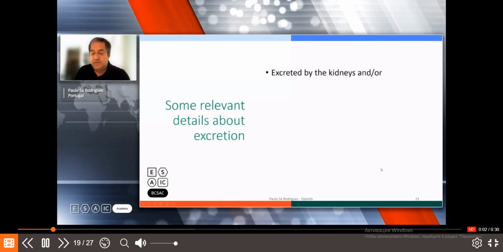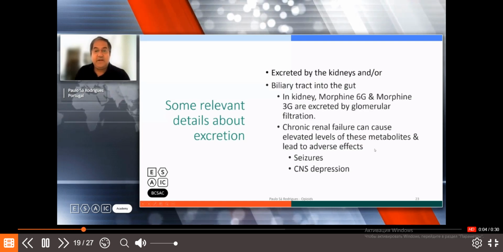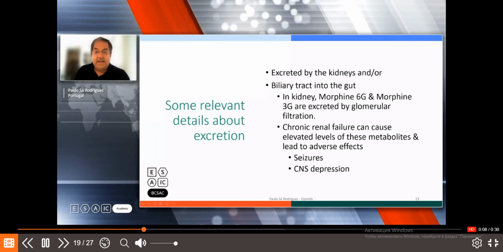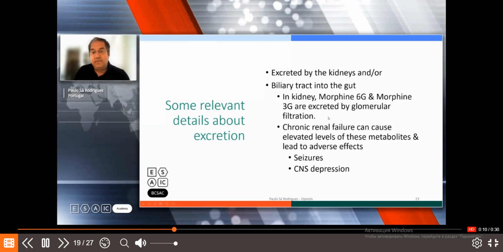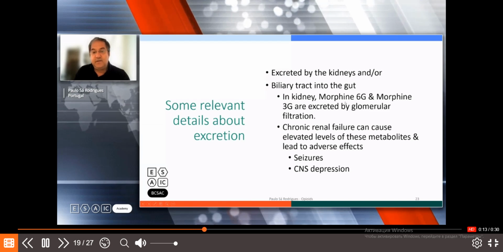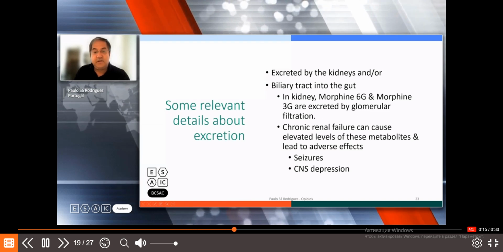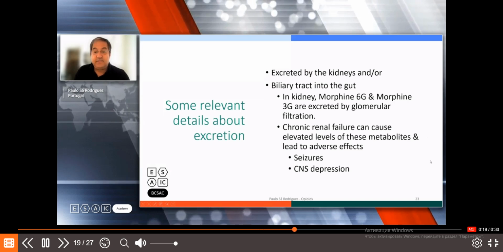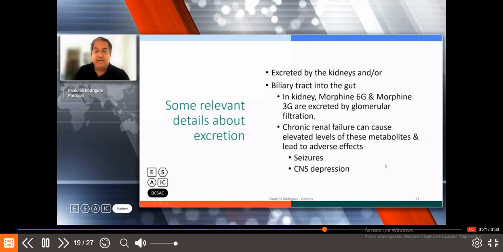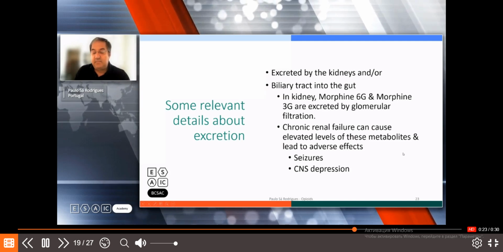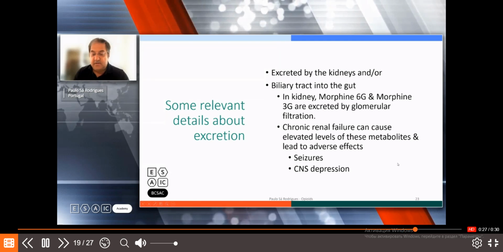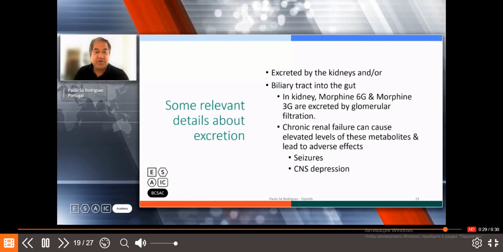Regarding excretion, most of them are excreted by the kidneys and or by the biliary tract into the gut. In the kidney, morphine and its derivatives are excreted by glomerular filtration, which may cause, in patients that have renal failure, elevated levels of these metabolites and may lead to adverse effects such as seizures or central nervous system depression.